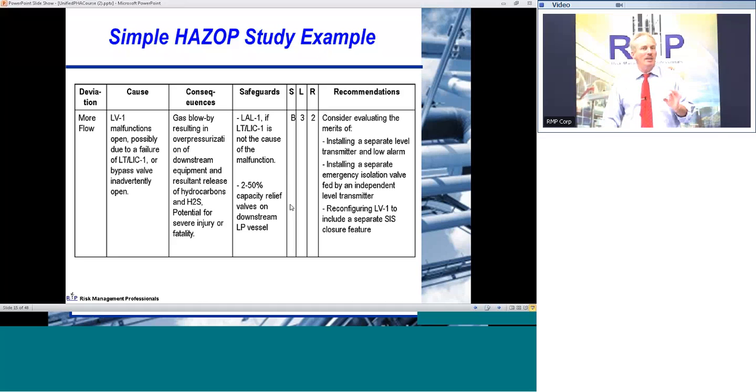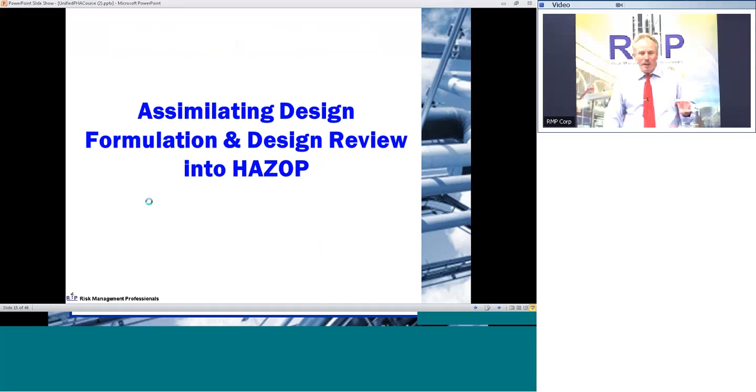So now that we understand the different tools out there and generally what they can do for you, what I want to do is take the next 20 minutes or so and talk about how to sensibly apply them during the design process. Again, the HAZOP study is a tool. Just like any other tool, you can do lots of things with it.